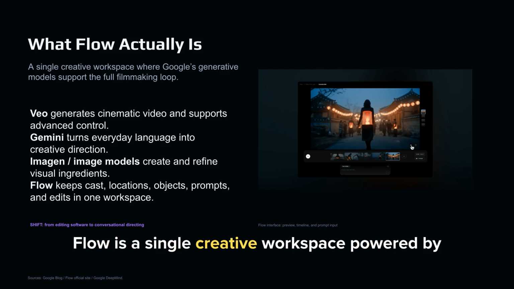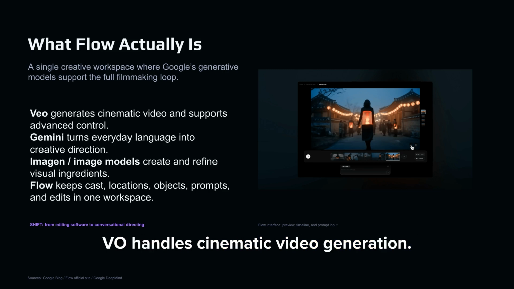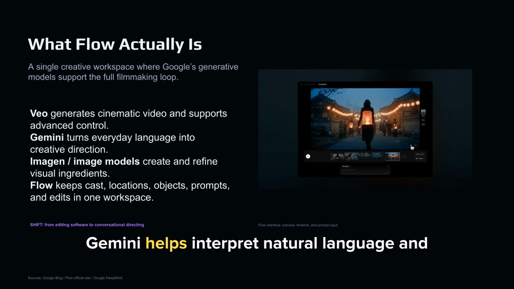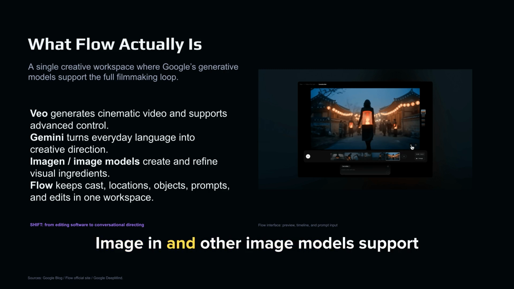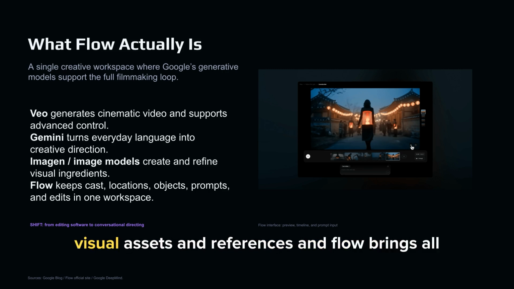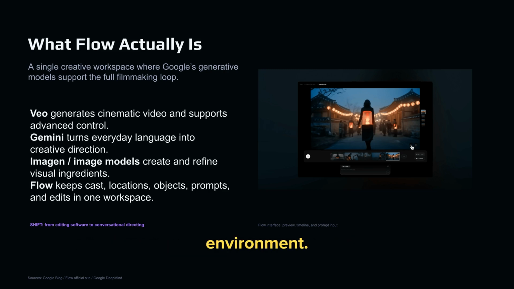Flow is a single creative workspace powered by Google's generative AI models. Veo handles cinematic video generation. Gemini helps interpret natural language and creative direction. Imagen and other image models support visual assets and references. And Flow brings all of these pieces together into one production environment.